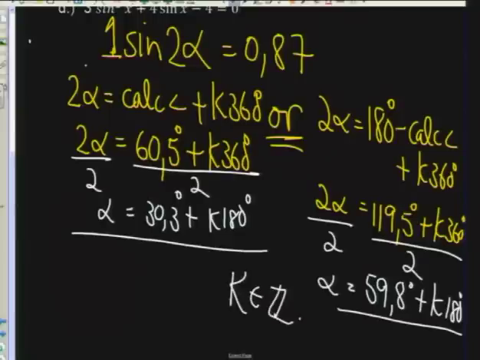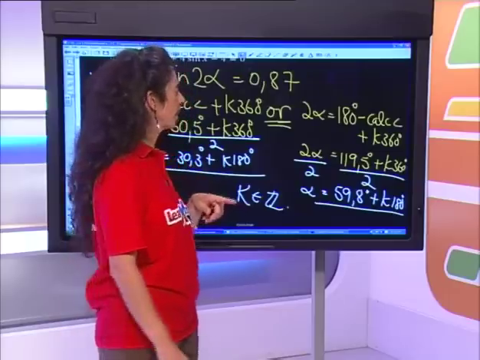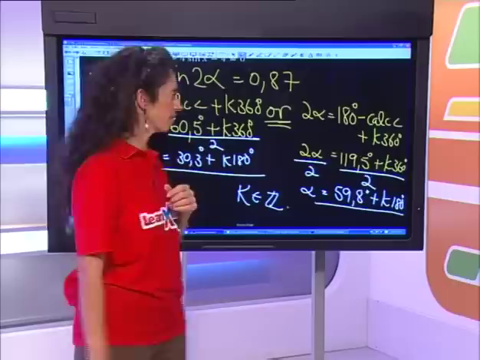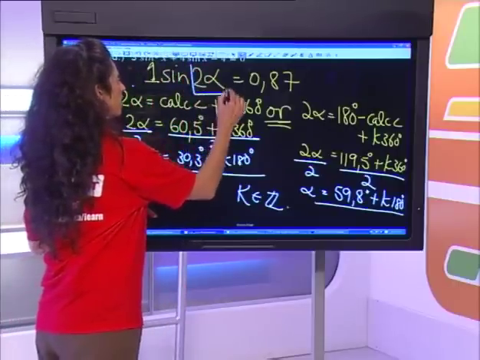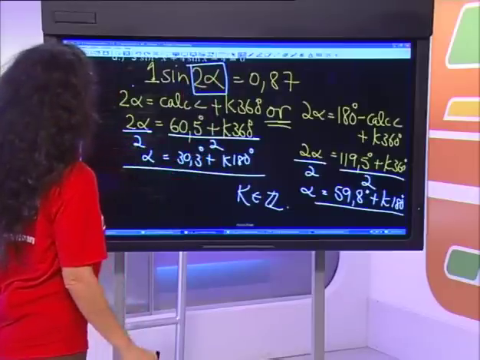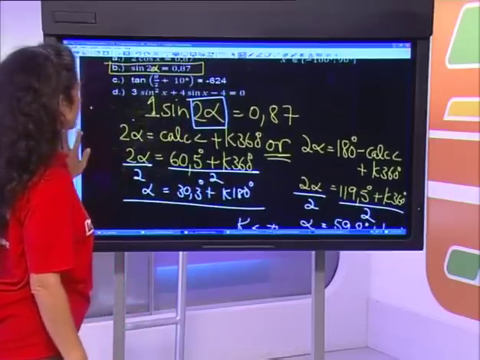So the general solution for sine is the calculated angle plus the period, or the second set of values is 180 minus the calculated angle plus K360. Okay, so that's if the angle has got a coefficient. Okay, and then what about tan?